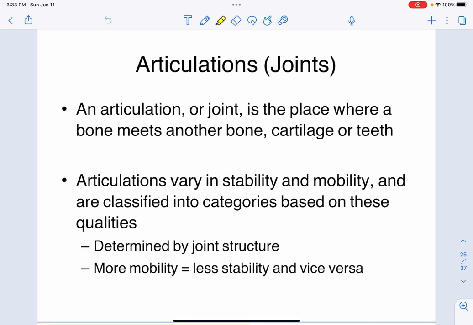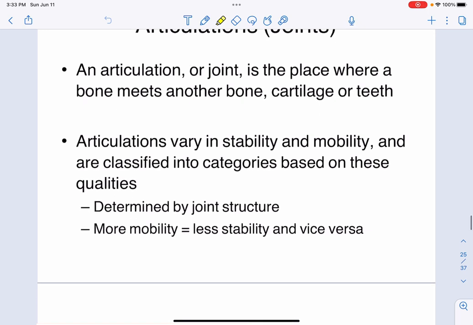But as a general rule, the more mobility you have, the less stable the joint is going to be. So like in your shoulder, that joint is very movable. We have a lot of range of motion with our shoulder joint. But that actually is the least stable joint of our body. It's really prone to injury. And so you're going to see vice versa, the same being true. So when a joint is less able to be moved, it is going to be more stable.